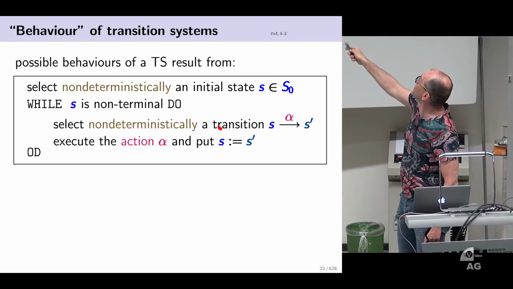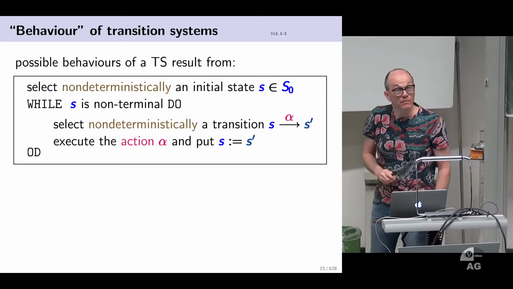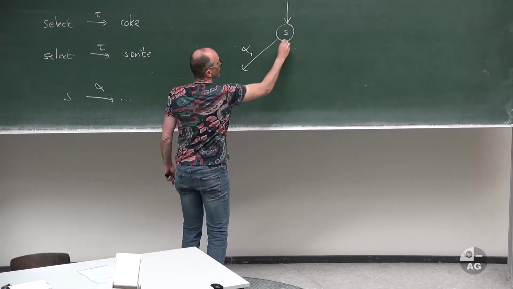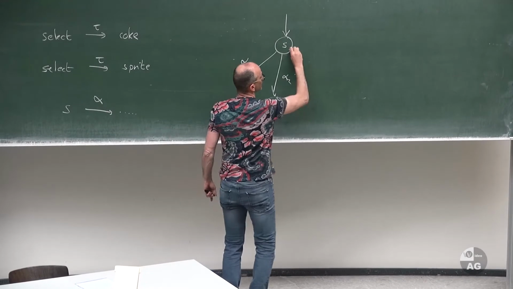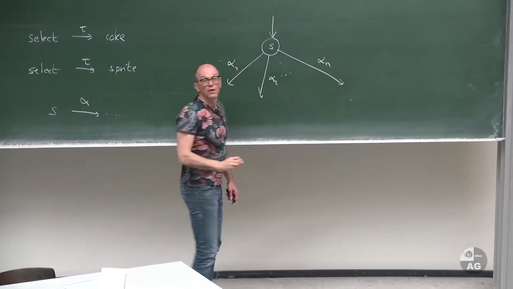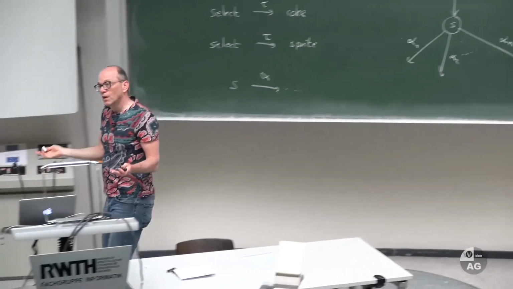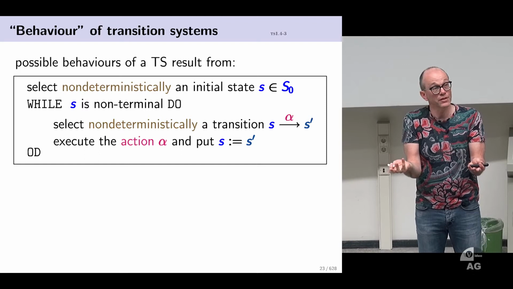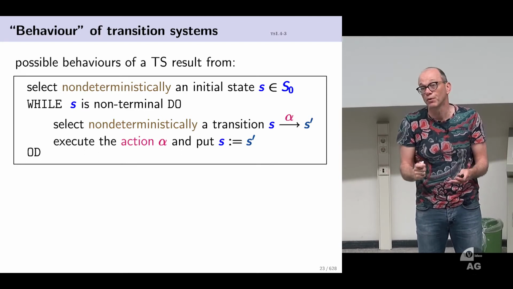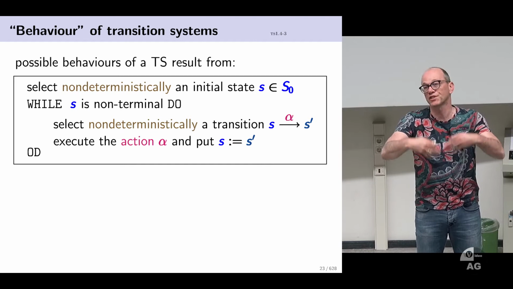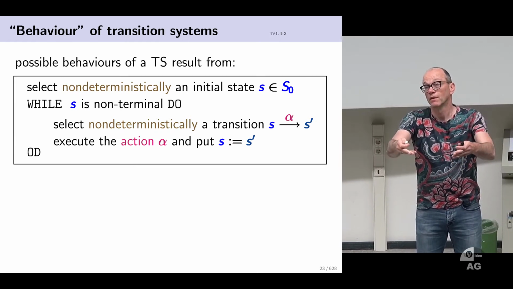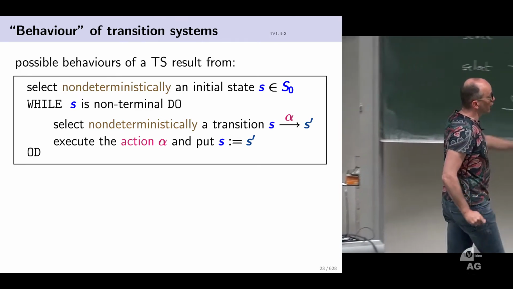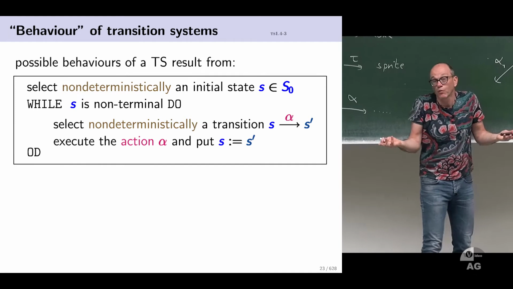So if we have a non-terminal state, then what do we do? We select non-deterministically a transition. So look at this S. This S has maybe several outgoing transitions: alpha 1, alpha 2, alpha n. Which one are we going to take? Well, the transition system is describing the possible behaviors of a system. It's not an automaton waiting for alpha 1 as an input. No, it's something that describes what the system can do proactively, on its own. And that means you can either do alpha 1 or you can do alpha 2 or you can do alpha n.